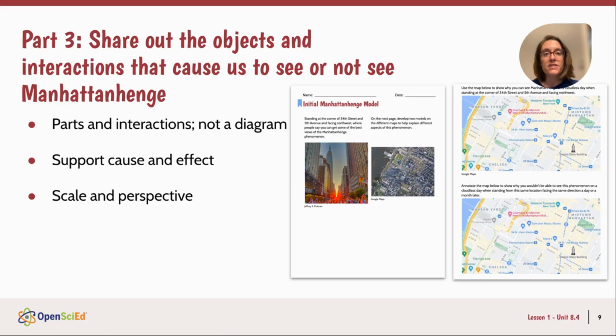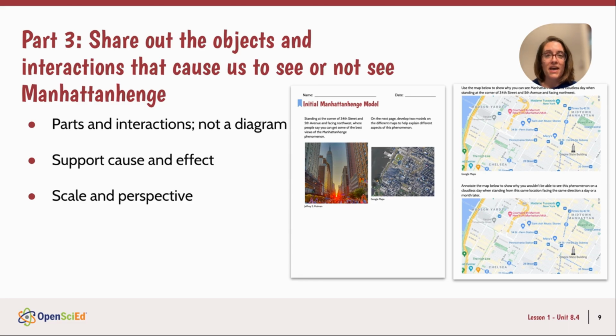In part 3, students will share out objects and interactions that they believe cause us to see or not see Manhattan Henge, or another henge event if you decide to use that. You're not making a diagram together, you're just generating a list of parts and interactions, such as light from the sun, buildings, things like that. And you really want to support cause and effect.